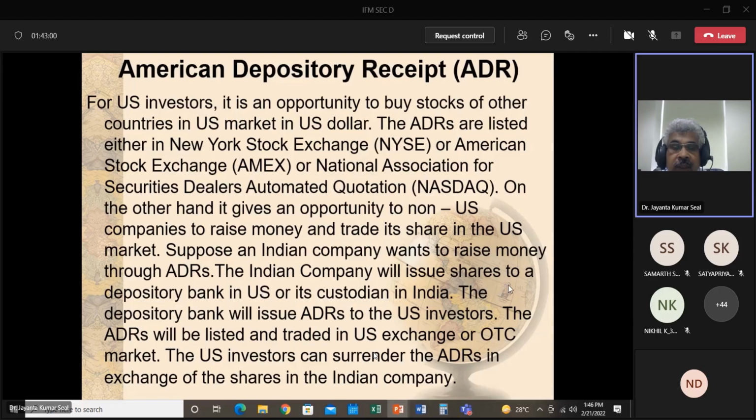The Indian company will issue shares to a depository bank in the US or its custodian in India. The depository bank will issue ADRs to the US investors. The ADRs will be listed and traded on the US exchange or OTC market. The US investors can surrender the ADRs in exchange for the shares. So if US investors want, they can surrender the ADR and get the shares of the Indian company. But the reverse is not possible.